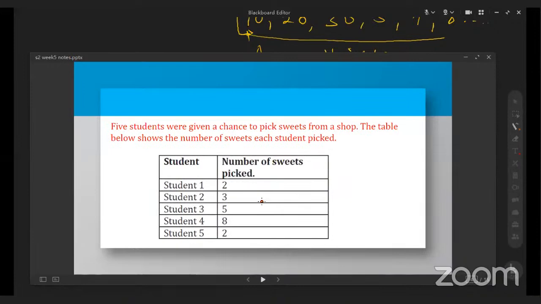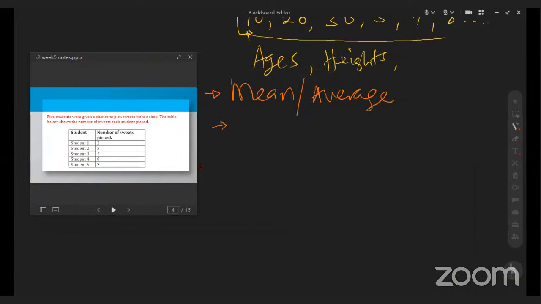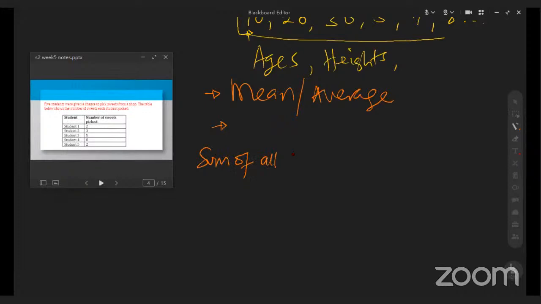So here, if you are to get the mean, the sum of all items will be equal to 2 plus 3 plus 5 plus 8 plus 2. This is now the sum. Okay? So in this sum here, I think it is 5 plus 5, 10, this is 20. So you will have, these are 20 sweets. But we are saying we are dividing by the number of items.